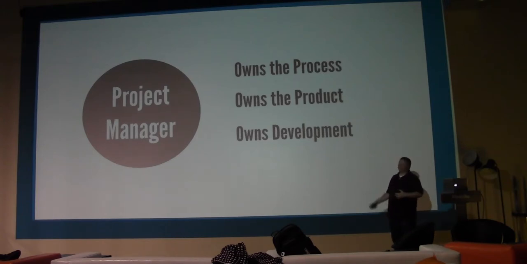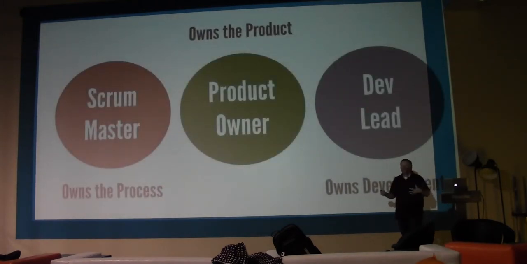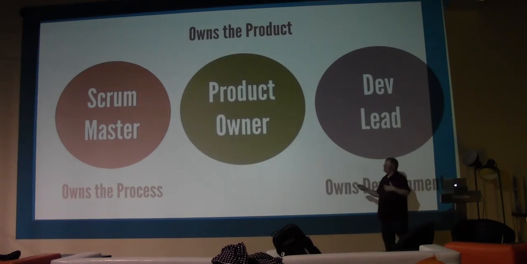That's impossible for one person to keep straight, because those are three very competing roles. One person might be able to do one really well, maybe a second one okay, but there's no way they can do all three. And so we split that out into three equal people. We have our Scrum Master, and they own the process. We have our product owner, and they own the product, what we're building.